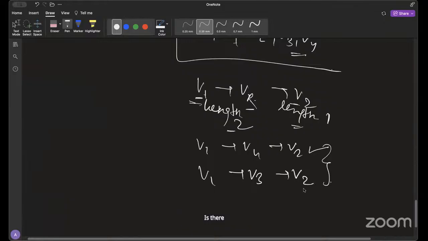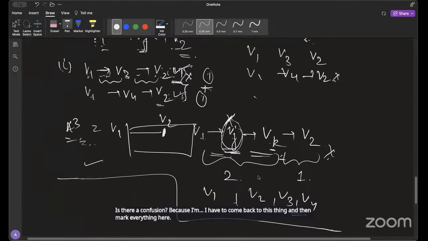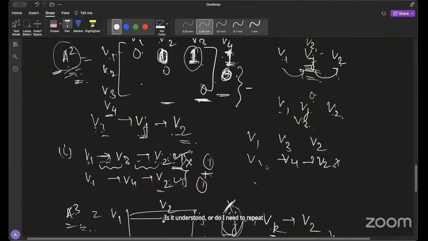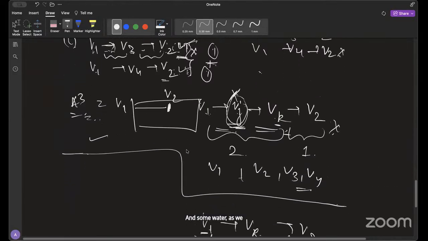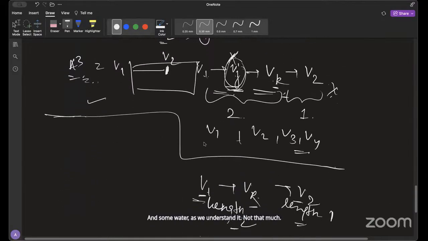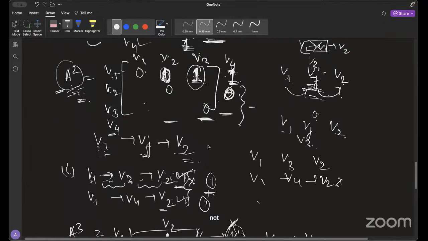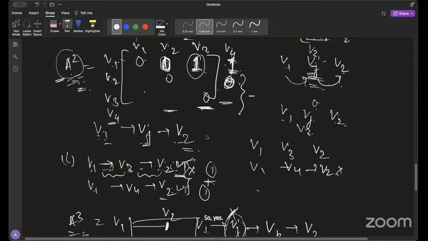Is there a confusion? Because I have to come back to this thing and then mark everything here. Is it understood, or do I need to repeat this thing? I don't think it's clear. See, it's not that important, whatever we've discussed so far is not that important, but we're still discussing it. Ma'am, do you have any question on this concept? I don't think there are questions on this one. That's why I say that this is not that important.